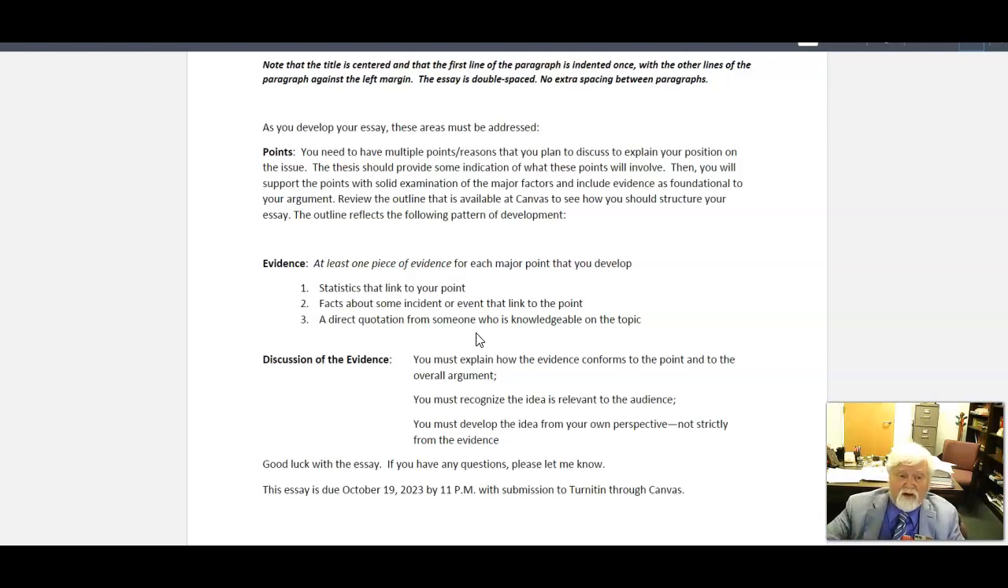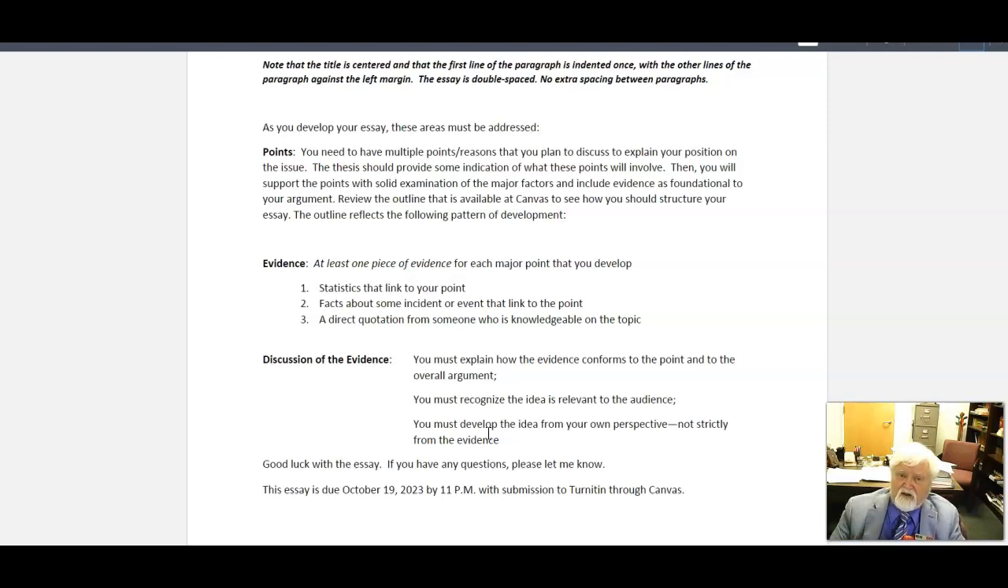Those are the ones you have to use. And then, of course, what you have to do once you present the evidence, as I was just looking at the outline, you have to discuss it. You need to explain how it conforms, how it fits the point, how it fits the overall argument. You have to explain how the idea is relevant. And you have to develop the idea from the perspective where you are offering an analysis of the evidence.